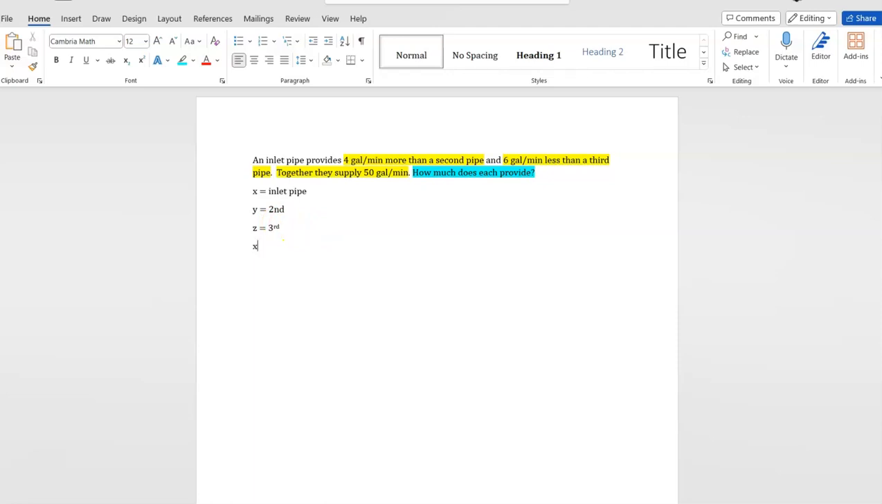So this first one, X equals, let's see, 4 gallons a minute more than a second pipe. So that means it's Y plus 4. Then this one here, 6 gallons less than a third. So X equals, it's 6 less than the third, so Z minus 6. Now, I want to be able to set up an equation. I also know that X plus Y plus Z equals 50. This is what I know translated.